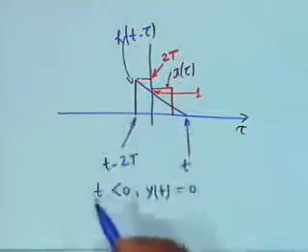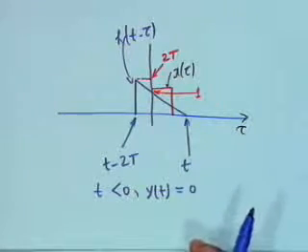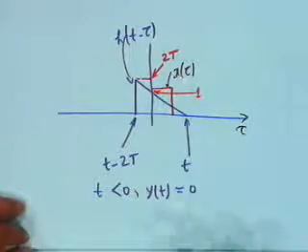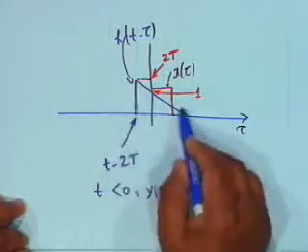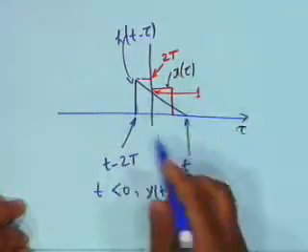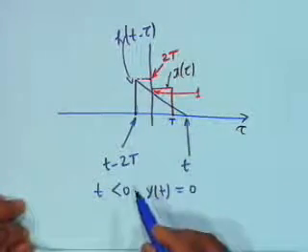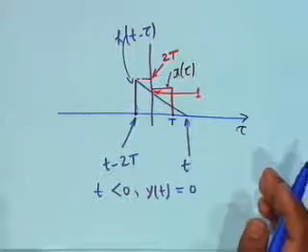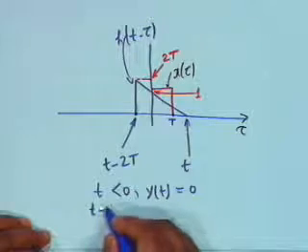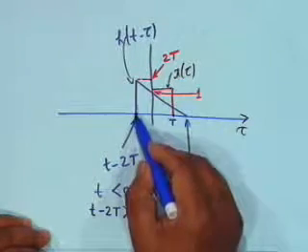The answer is yes. You can see it here that if t is less than 0, then there is no overlap between the two, and therefore the product shall be equal to 0, the integrand is 0, and therefore the integral shall also be 0. Similarly, if this blue triangle is shifted in such a manner that this edge exceeds capital T, if the triangle comes here, then obviously again the overlap is 0, and therefore t minus 2T exceeding capital T. t minus 2T is this point.